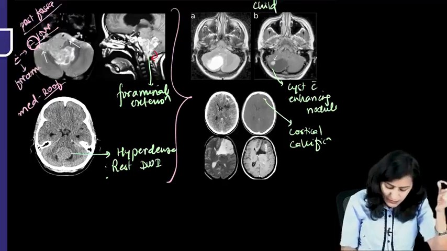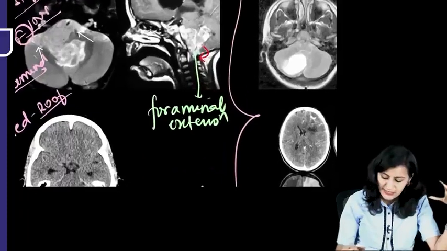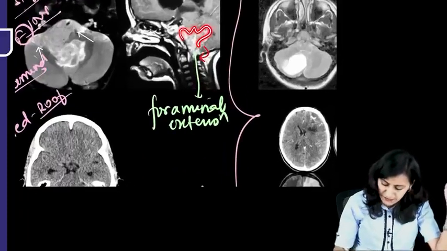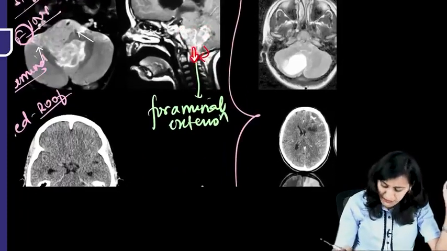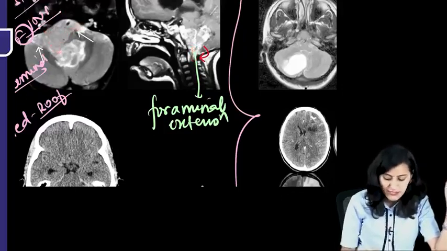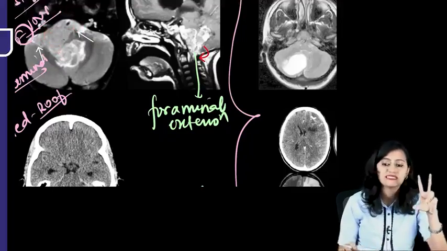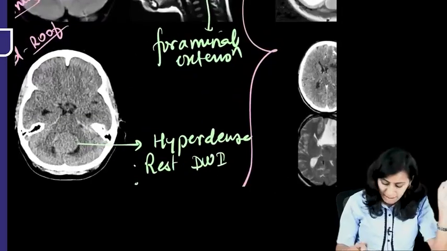Remember, ependymoma also has foraminal extension. It's a toothpaste-like tumor. So look at this tumor here, which is going into the foramen magnum. Look at this tumor going into the various foramina, right? Like the foramen of Luschka here. Foraminal extension, floor, is the ependymoma.